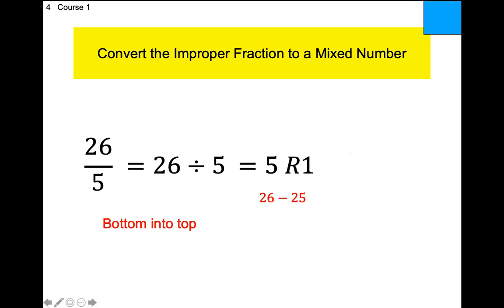So this is all we need in order to make this. 5 is our whole number. 1, the remainder, is always our numerator, and our denominator is our original denominator, 5. So we get 5 1/5. Either one is correct. Questions? Okay.